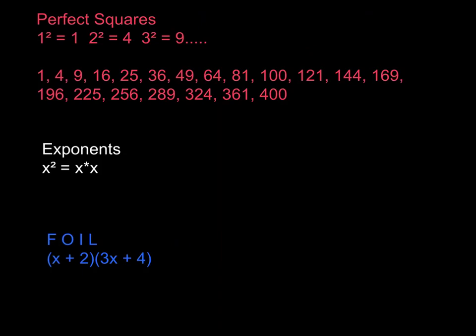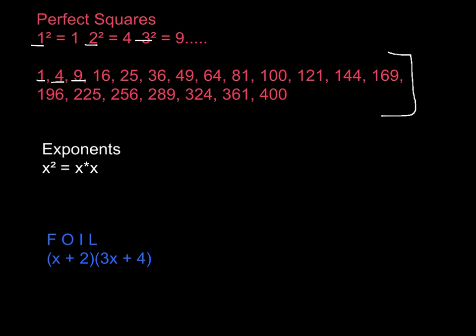Before we start today's lesson, here are 3 things you need to be familiar with. First one, perfect squares. These are the first 20 perfect squares. You should be very familiar with all of these, and especially have the first 12 or 13 memorized. A perfect square just means 1 squared is 1, 2 squared is 4, 3 squared is 9. Any number times itself results in a perfect square. You're going to be seeing a lot of those in today's lesson.